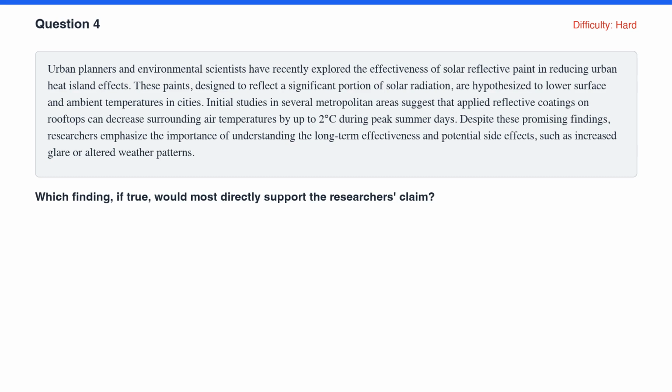Another hard one. This passage is titled Analyzing the Role of Solar Reflective Paint in Urban Cooling. The passage describes how solar reflective paint is being studied as a tool to reduce urban heat island effects, with early data showing rooftop coatings can lower surrounding air temperatures by up to 2 degrees Celsius. The question asks which finding would most directly support the researchers' claim about the paint's effectiveness in cooling cities.